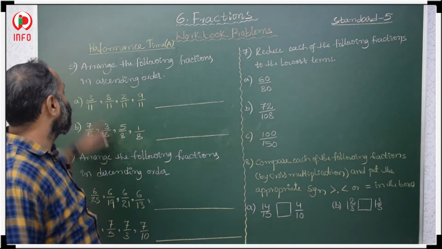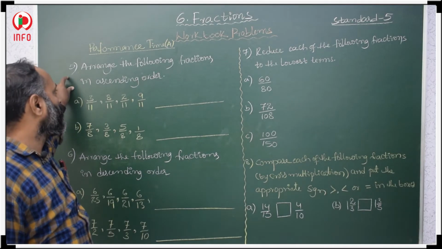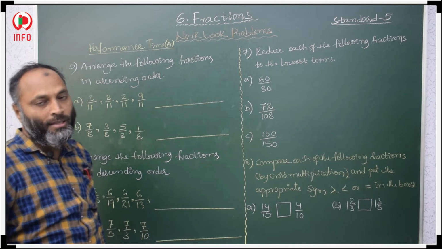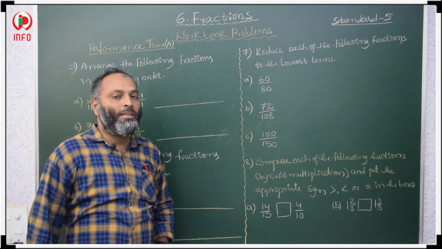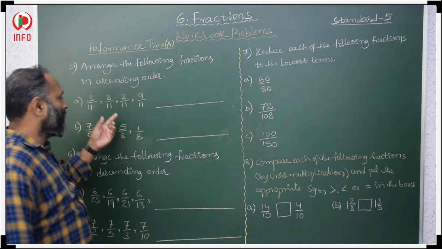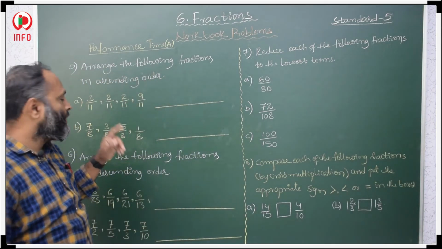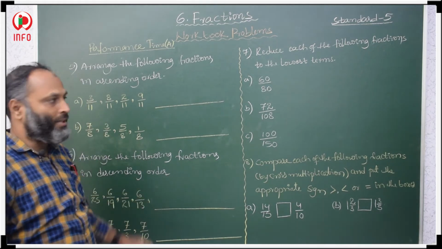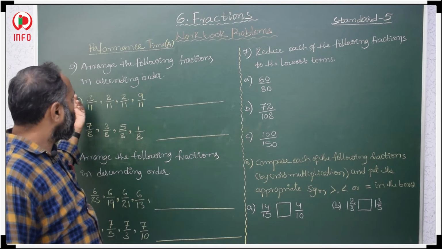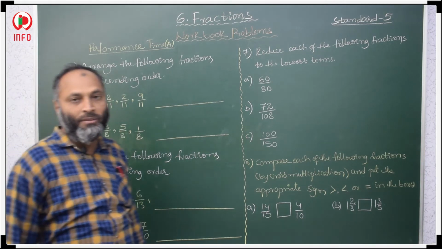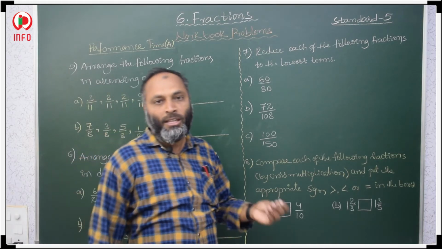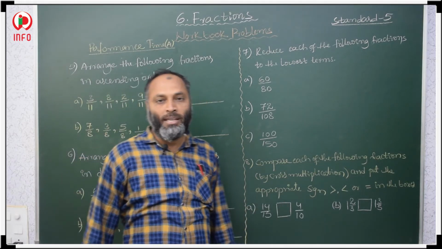Yes, next in performance time A, fifth bit, arrange the following fractions in ascending order. Ascending order means increasing order we have to arrange. How to arrange the given fractions in increasing order? First we have to see whether the given fractions are like fractions or not. Yes, all the fractions are like fractions, denominators are same. So it is very easy to arrange the given fractions in ascending order. When the fractions are like fractions, then it is very easy to arrange in ascending order.